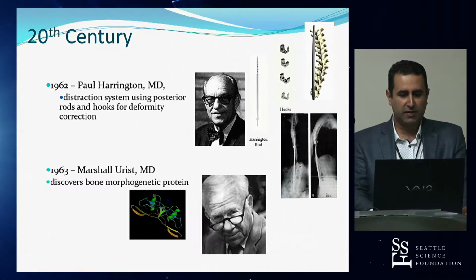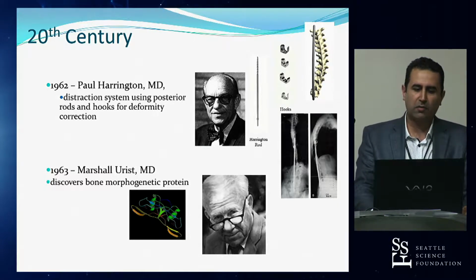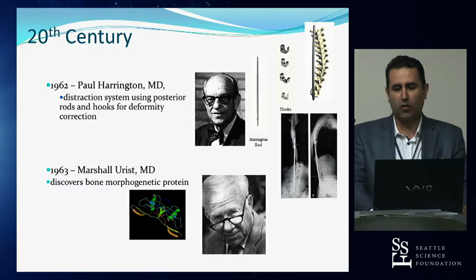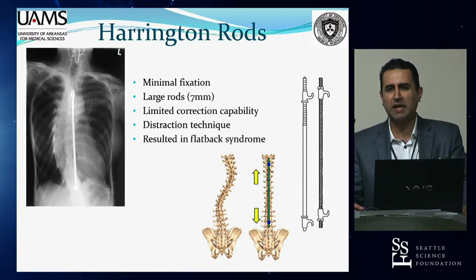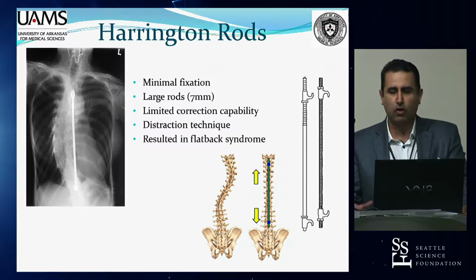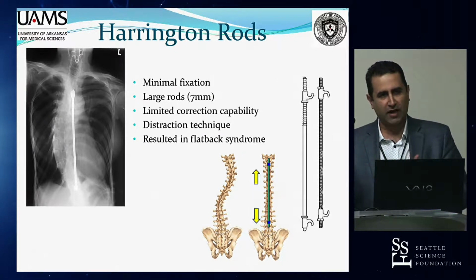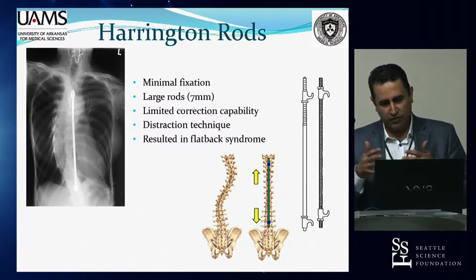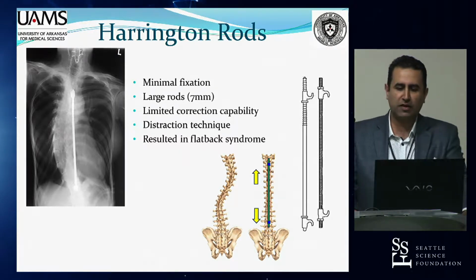And Paul Harrington, another historical highlight figure from the 1960s, was the first to utilize an intraoperative distraction system in the form of this Harrington rod and hook. He would place it. Its main benefit was to correct the coronal aspect of the curve, and in doing so through distraction, be able to reduce this coronal imbalance. And he used a large rod to do this.